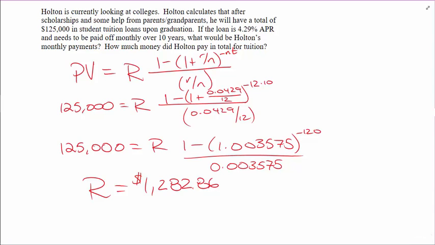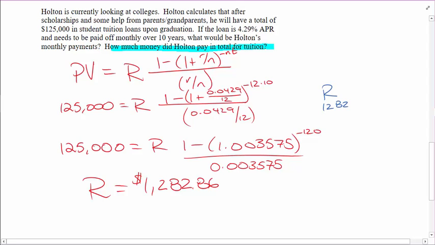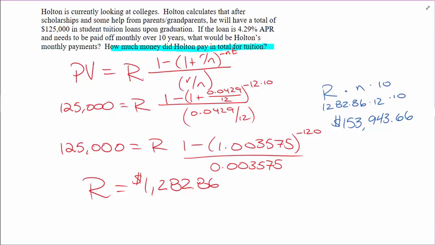Again, this is going to be important to compare this to how much did he actually pay for tuition. So if we did that calculation, we would say he paid a regular payment of $1,282.86. He did that 12 times a year for 10 years. This number comes out to be $153,943.66. Again, if we compare the amount that he wound up paying compared to the amount that he initially would have paid for that student tuition, we can have a good conversation about the value of this loan for Holton.